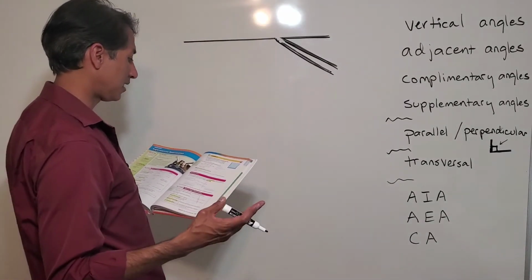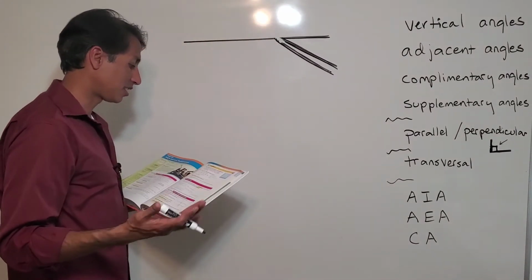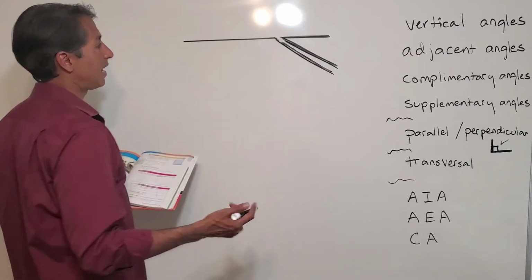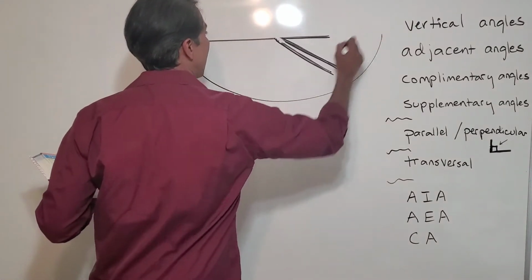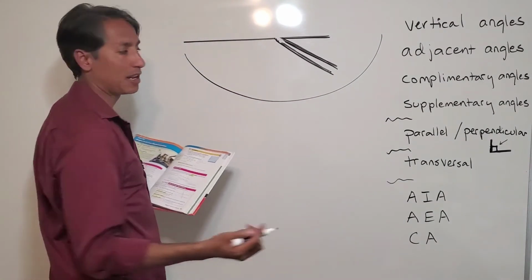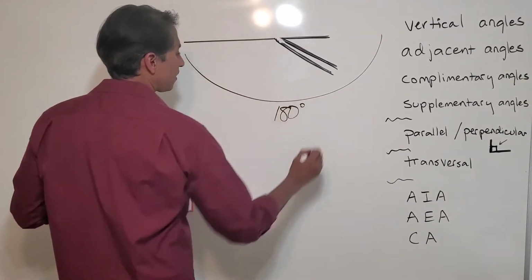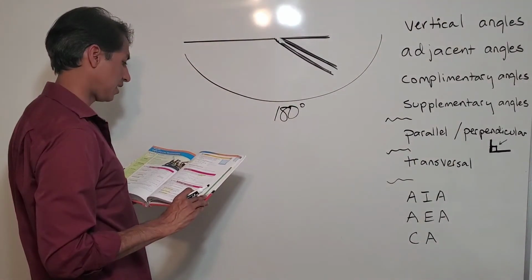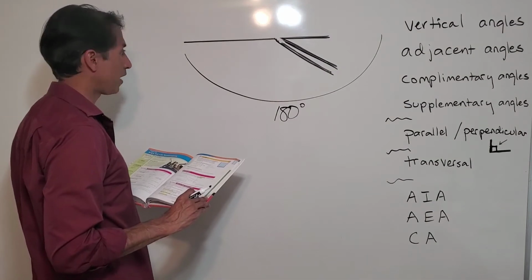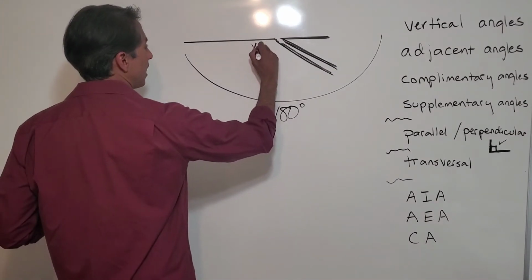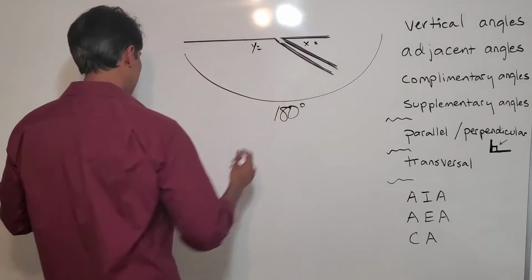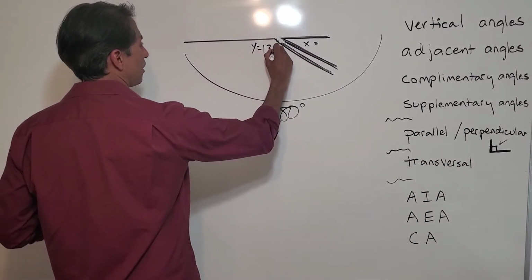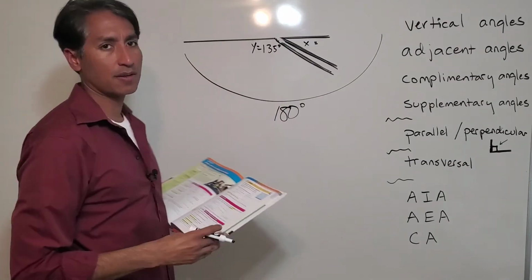And then let's read what they tell us. Okay, sentence number 1. The angles are supplementary, which means that this guy and this guy is going to equal how much? 180, okay? And it says the measure of angle Y, so they labeled this guy Y and this guy X. The measure of angle Y is 135 degrees, okay?